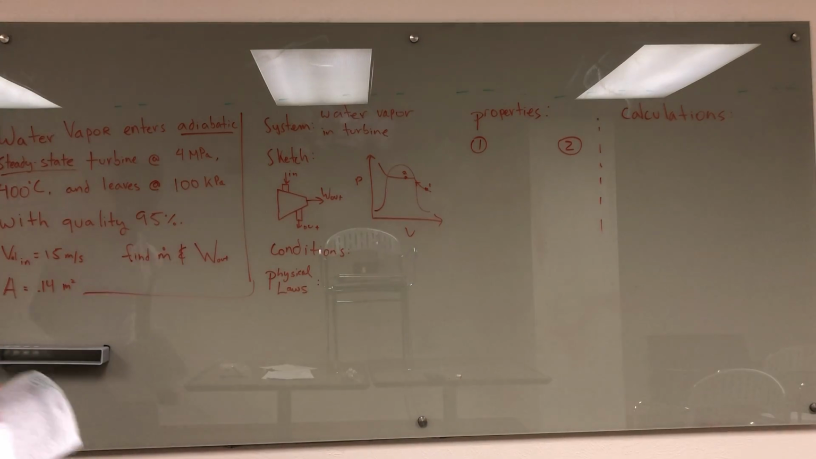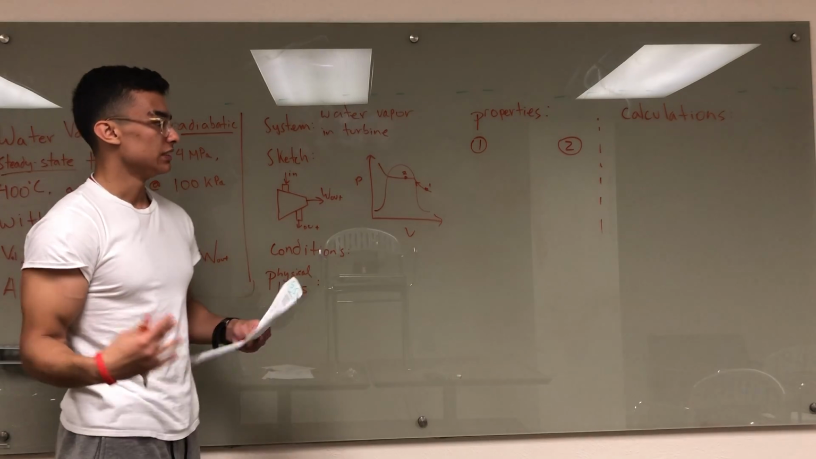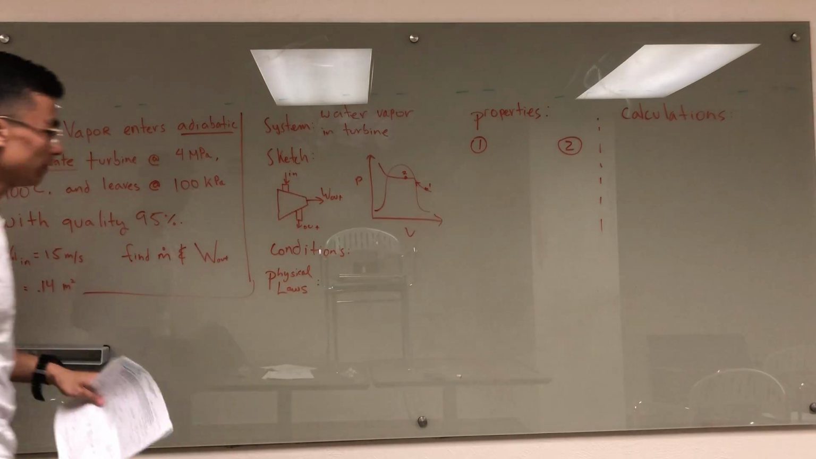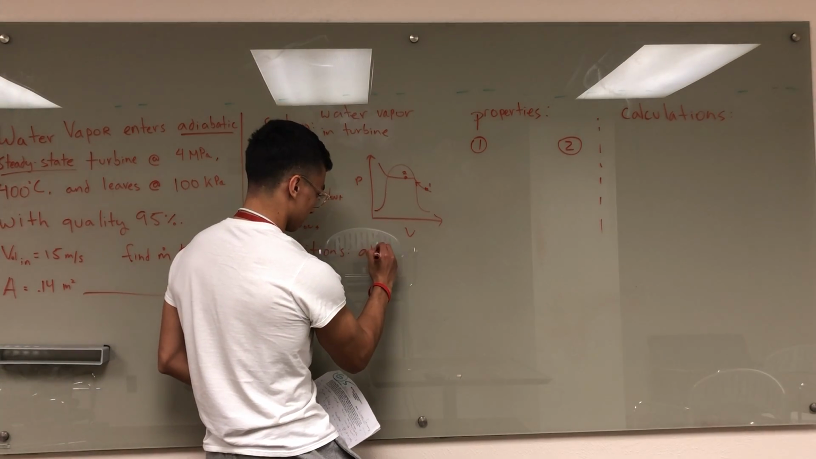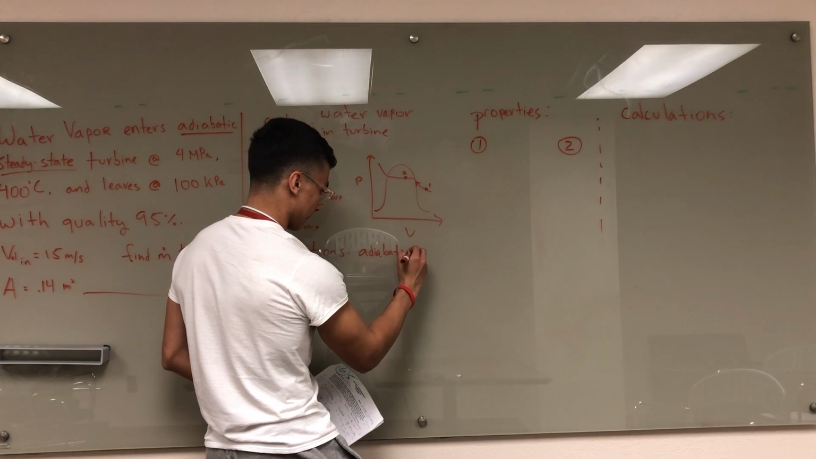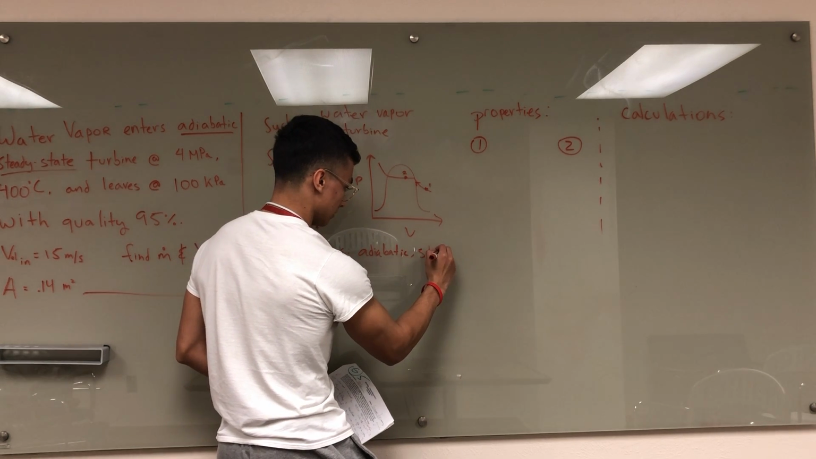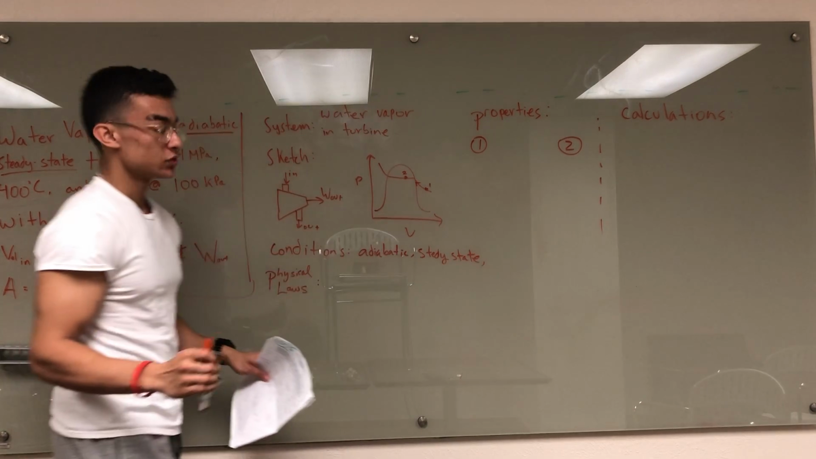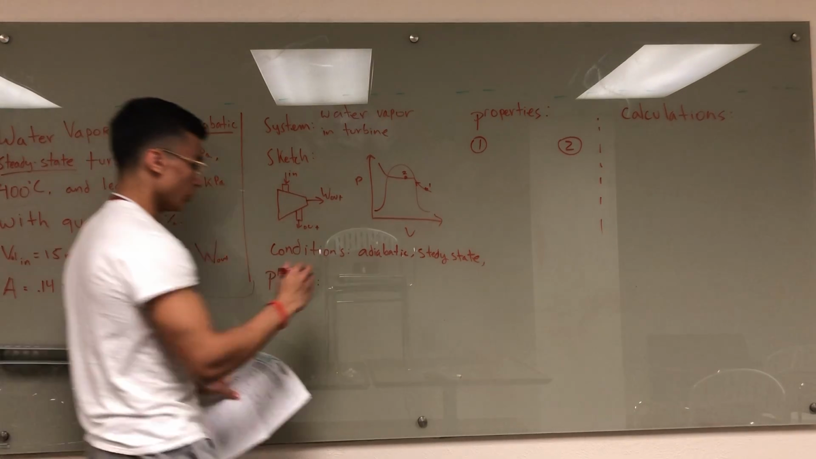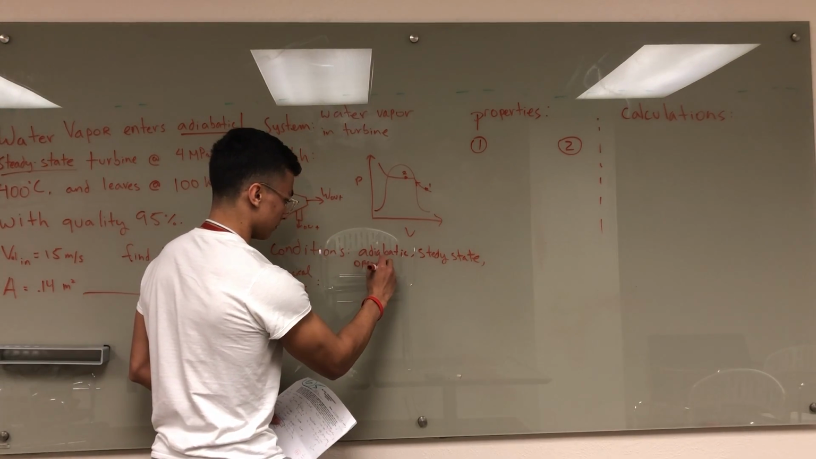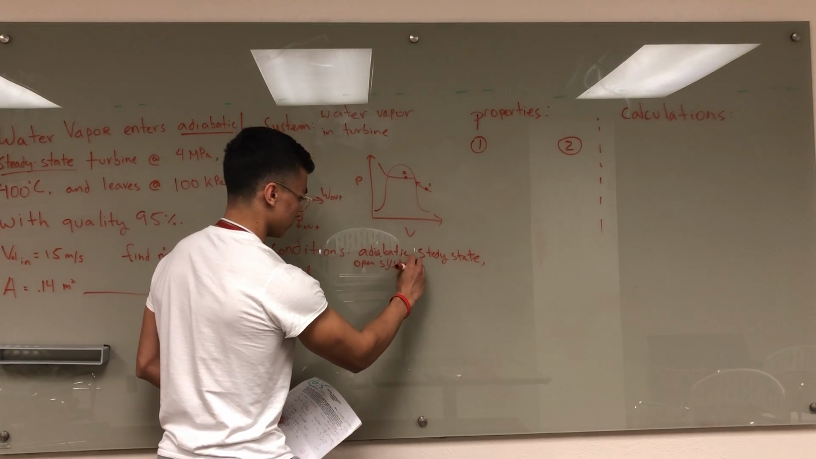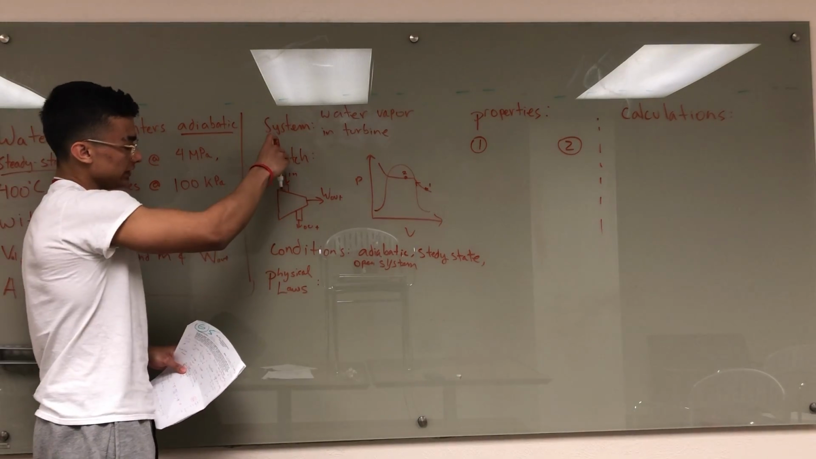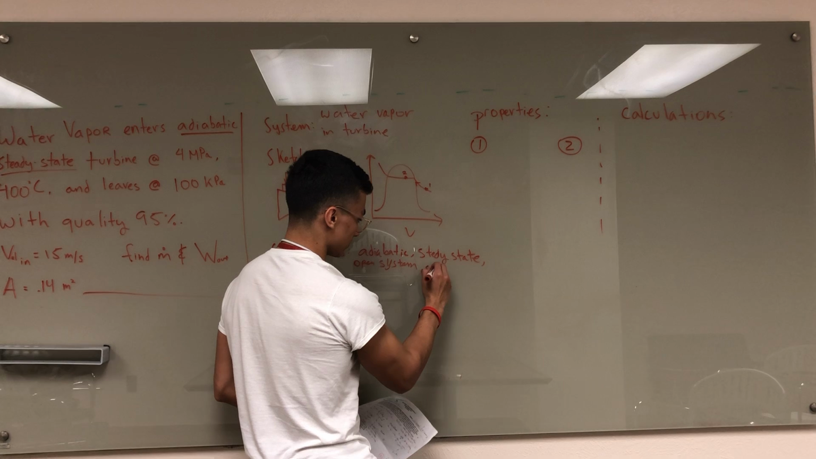Cool. So what are conditions? Our conditions are going to be like the best way we can describe the problem we're dealing with. So we can describe it as an adiabatic and steady state turbine. And since we have mass going through the system, it's going to be open, so it's also an open system. And then we can also describe it as a single stream because we have one inlet and one outlet, so it's single stream.